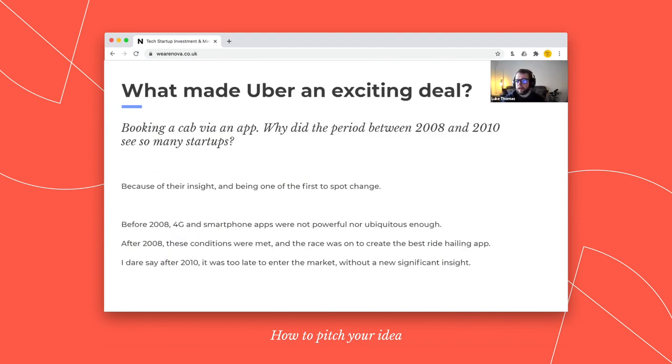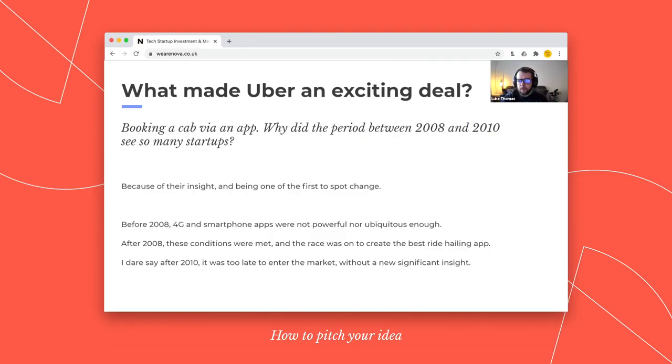So a quick brain exercise. What made Uber an exciting deal back when it was founded? Booking a taxi via an app doesn't really sound like a groundbreaking idea in many ways. People had been booking taxis through phone for so long, and before 2008, people launched a business where you could book a taxi from your desktop. That wasn't very successful because it didn't fulfill a customer need. When you need to book a taxi, you're very rarely near a computer. So the mobile was better.